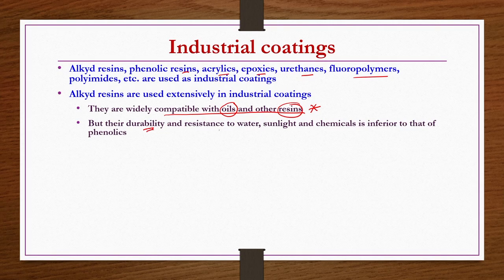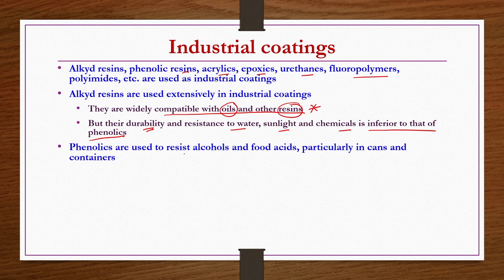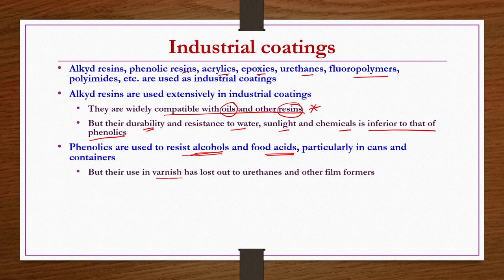But their durability and resistance to water, sunlight, and chemicals is inferior to that of phenolics. Okay, so what are these phenolics? Phenolic resins, like phenol formaldehyde resins, are also used sometimes for coating purposes. Phenolics are used to resist alcohols and food acids, particularly in cans and containers, wherever food items are stored. You need to do some kind of coating of those cans and containers, so for that purpose phenolic industrial coatings are used. They are good at resisting alcohols as well. But their use in varnish has lost out to urethanes and other film formers.